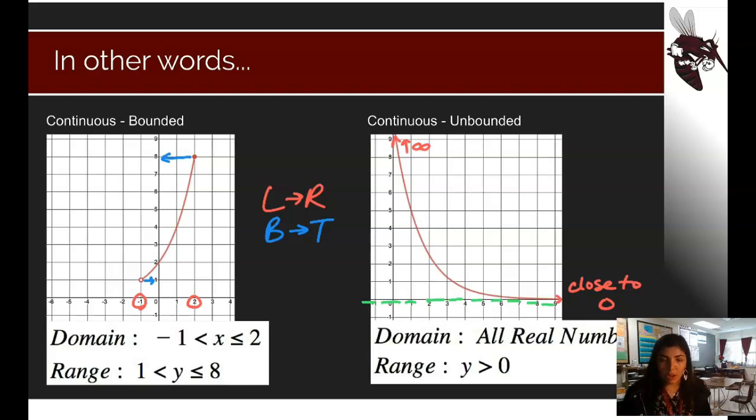So we know that this graph extends all the way to the left and all the way to the right, which is why the domain is all real numbers, but that the range has a bounding point at 0. It won't cross that green line I've drawn on there, which is the x-axis, or y equals 0. So it's everything above it, which is why we use that greater than sign.